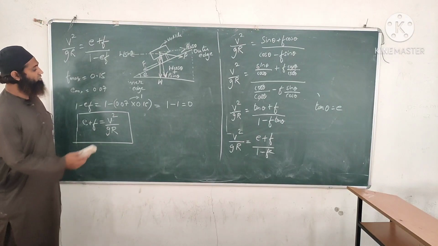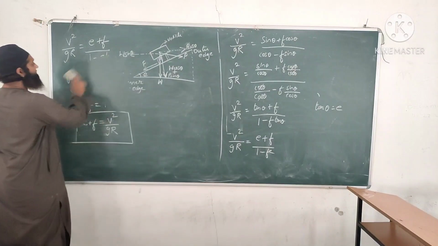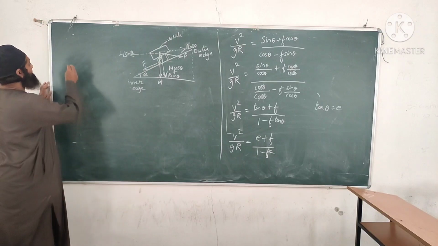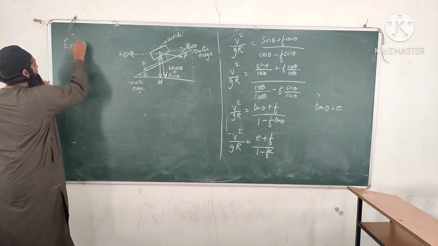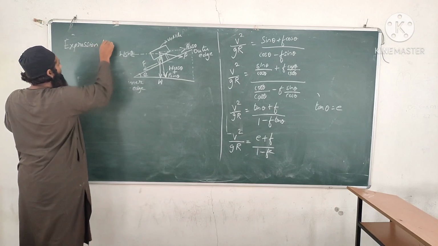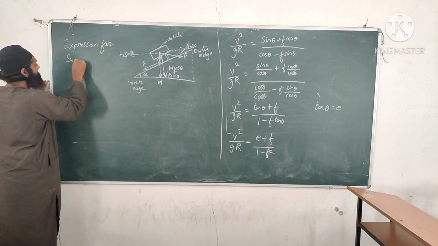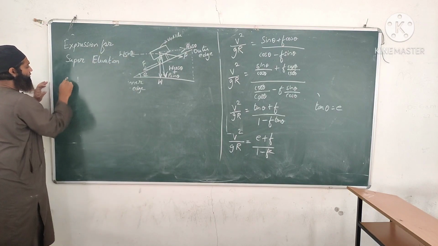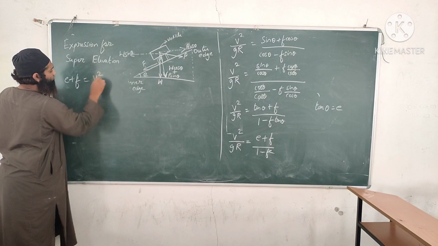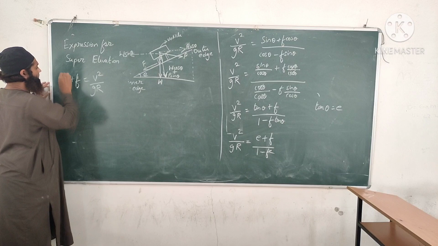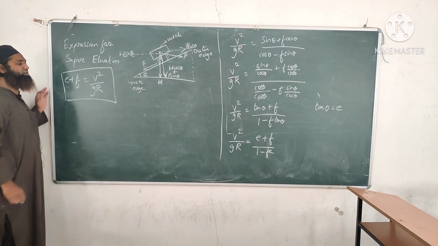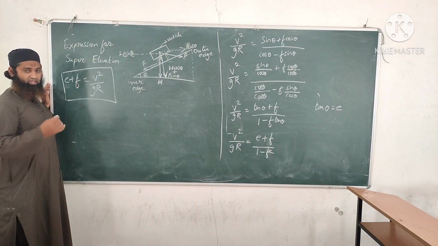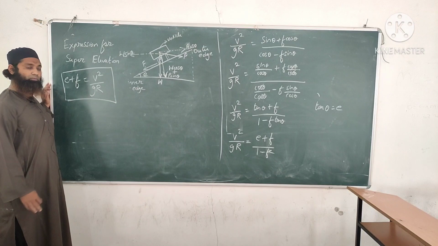I request all of you to please go through this, because this is a very important concept, and you will get problems on this also. So this is the expression for super elevation. This is a very important concept and you have problems also related to it. So E plus F is equal to V square by GR. You have one more concept related to it, that is called equilibrium super elevation. We'll be seeing that also, and in the next class we'll be seeing a problem related to it.